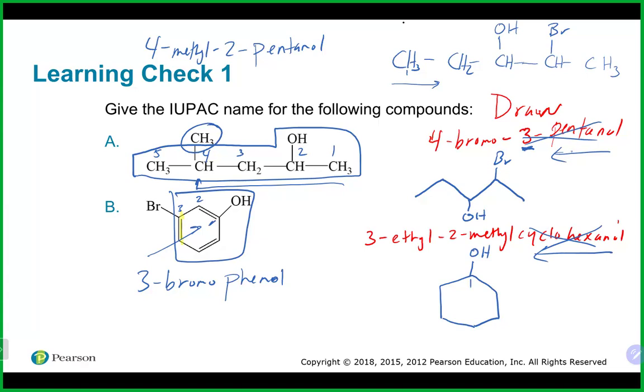In this case, I could go left or right as well, it doesn't really matter. I'm going to go clockwise. My number 2 would be right here, which would be a methyl group. And at number 3, right next door, would be an ethyl group, something like that.